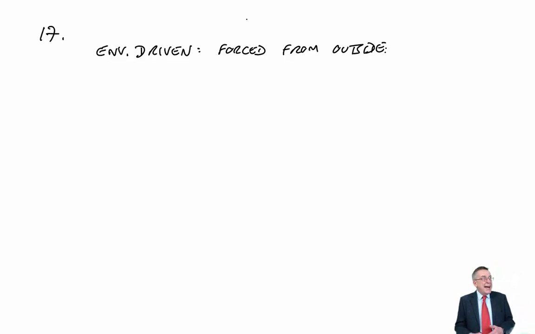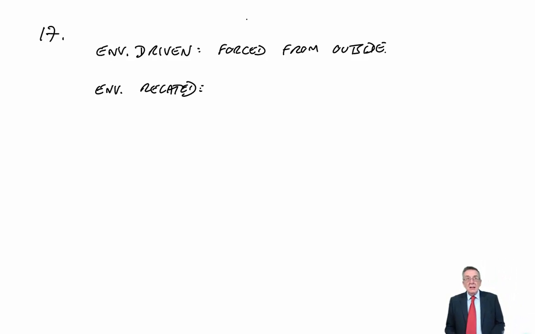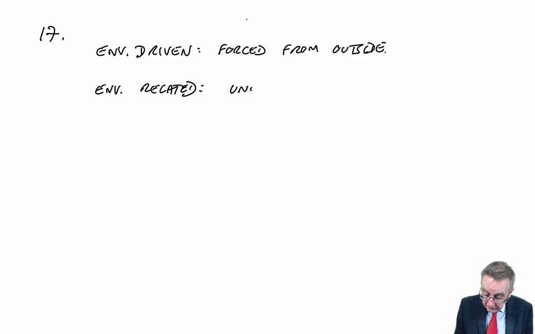So, for instance, electricity. If electricity costs go up, we've no control. It's forced on us by the environment. Global warming. If as a result of global warming, we ended up having to spend more on electricity. Again, it's forced on us from outside. It's environmental driven. Whereas environmentally related costs, they're environmental costs, but they're under our control.